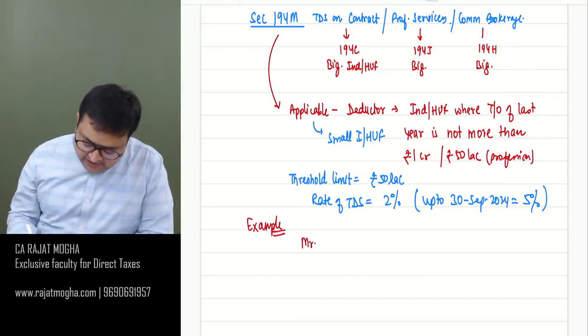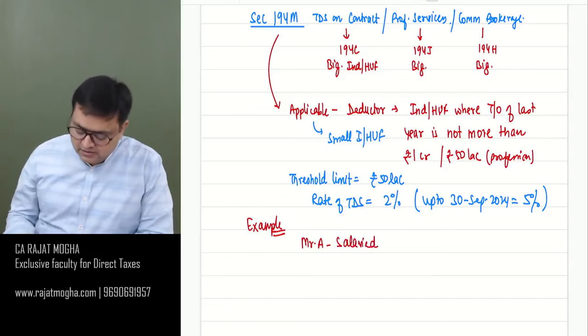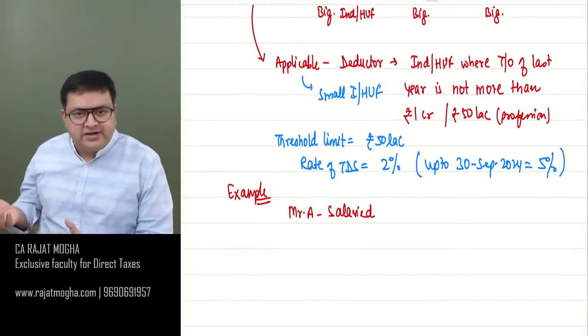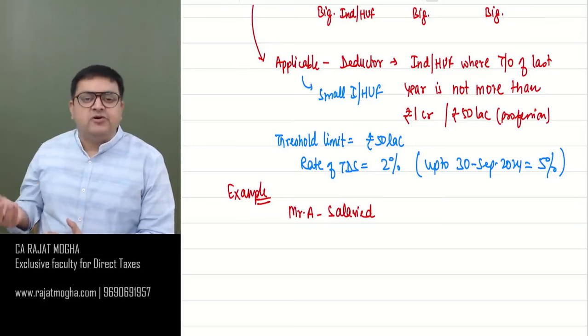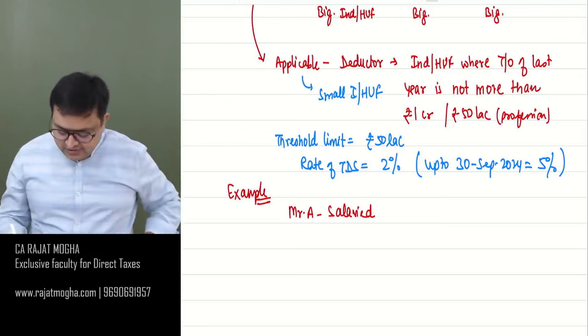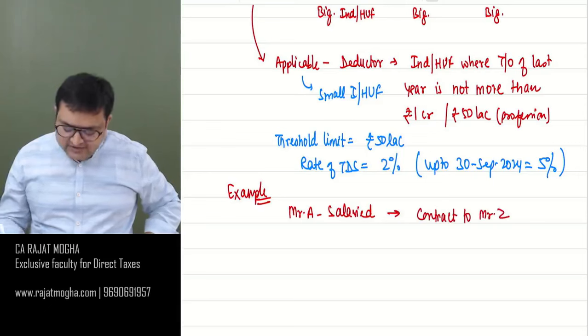Let's say Mr. A is a salaried assessee, and he has given a contract. He is getting his house constructed, a house of a very personal nature. He has given a contract for the construction of the house to Mr. Z.